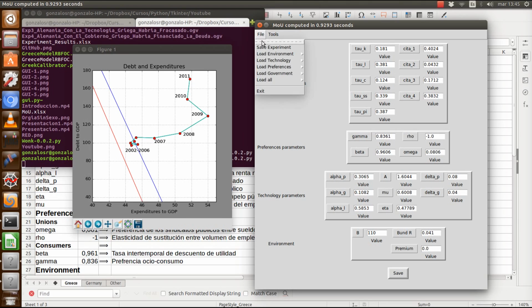Alternatively, what we are going to do now is restore the Greek parameters, and endow Greece with the German technology and see what happens. We are going to load in technology, the German technology. Now only these values have changed, and we can run the experiment again. And what do we see? Wow, no surprise. What we get is that in fact Greece should imitate German industry, not the German government.